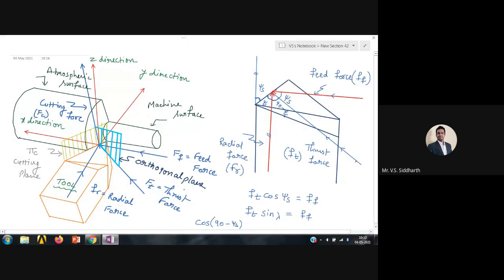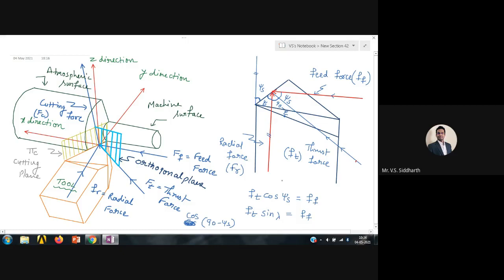If I want to write it in terms of lambda, how much will it be? 90 minus psi s only. So cos 90 minus psi s is what? Sine lambda. Can I write it like that? Yes or no? In terms of principal cutting edge angle, I can write it like this. Okay, very good.